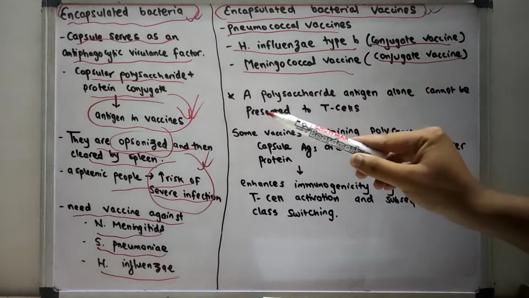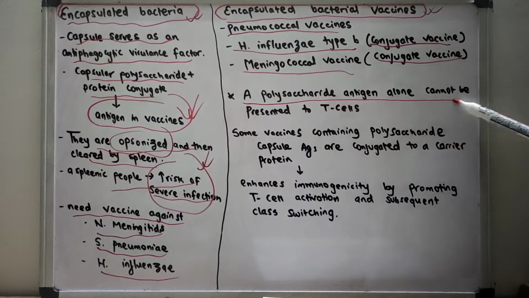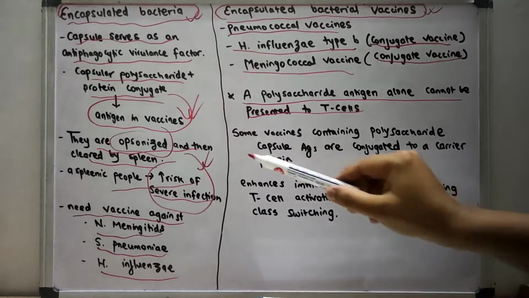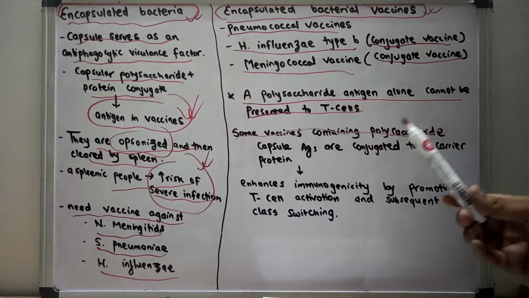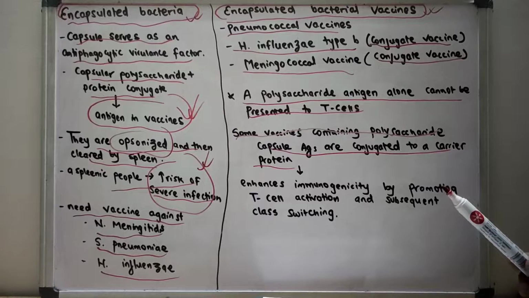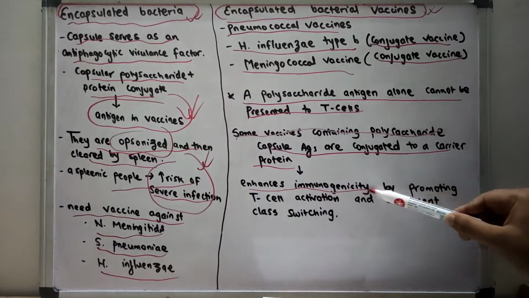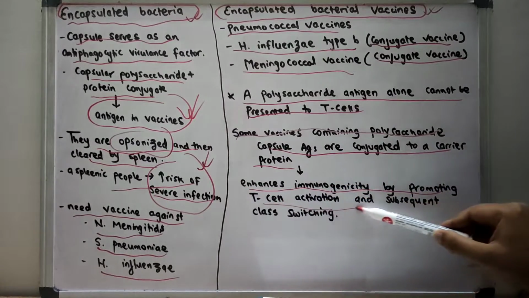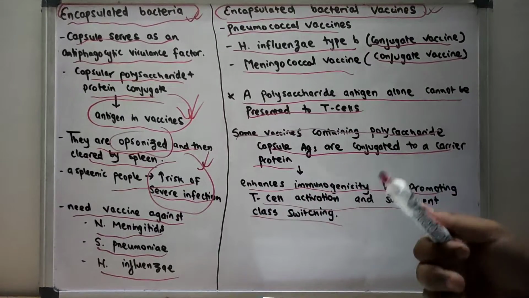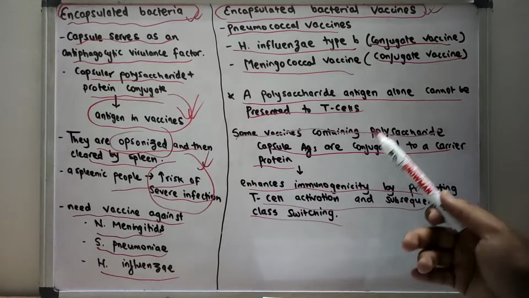You have to keep in mind that a polysaccharide antigen alone cannot be presented to T cells. So some vaccines containing the polysaccharide capsule antigen are conjugated to a carrier protein, and this conjugation enhances immunogenicity by promoting T cell activation and subsequent class switching. So it enhances the immunity of the person who has been vaccinated.